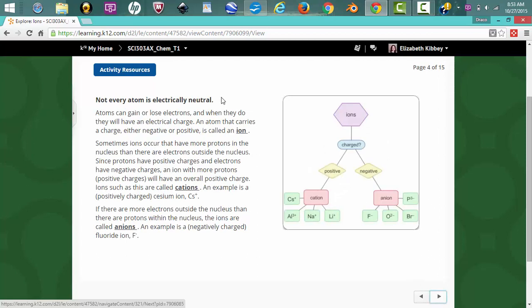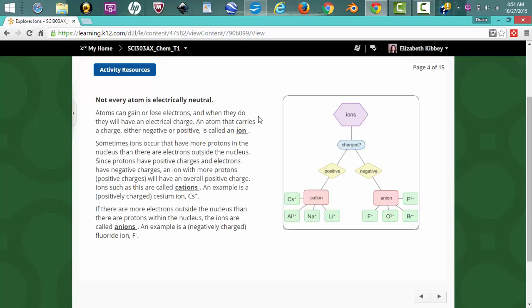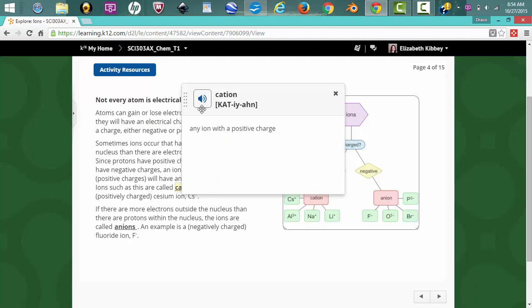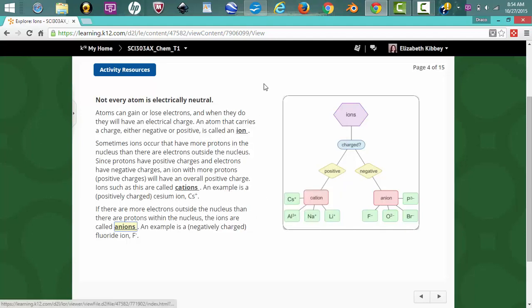Not every atom is electrically neutral. So, definition: ion. An atom that has a positive or negative electrical charge. Cation. Any ion with a positive charge. Anion. Any ion with a negative charge.